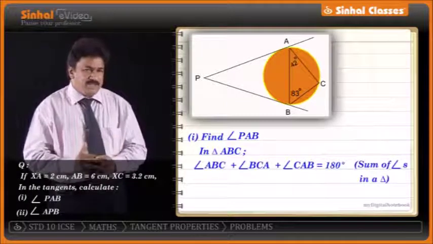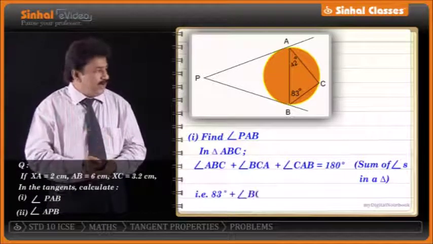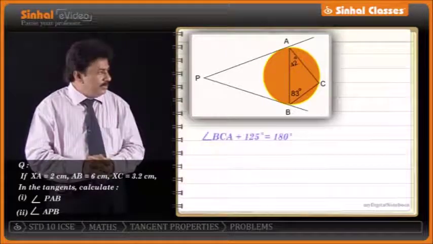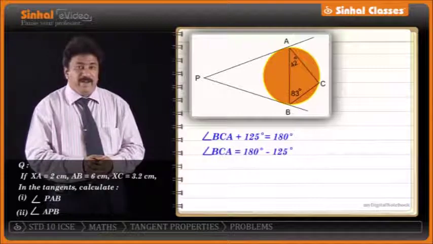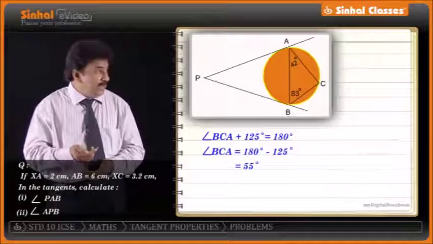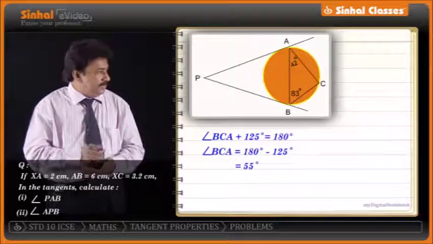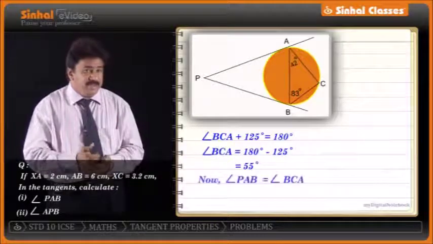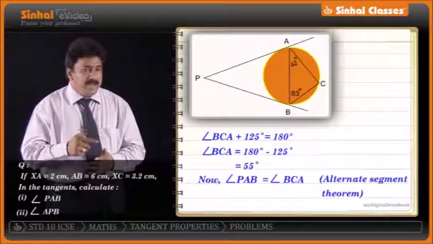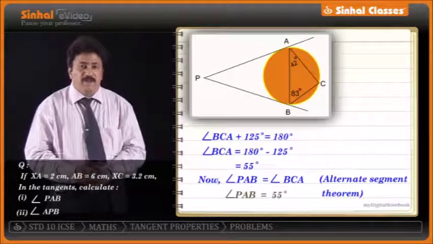By putting the values into this, what do I get? 83 degree plus angle BCA plus 42 degree is equal to 180 degree. So angle BCA is equal to 180 degree minus 125 degree, that is nothing but 55 degree. So 55 degree is the measurement of angle BCA. Now this angle BCA is equal to which angle? Angle PAB. What's the reason for this? Alternate segment theorem. So finally the measurement of angle PAB is equal to 55 degree. This is the first part of the sum.